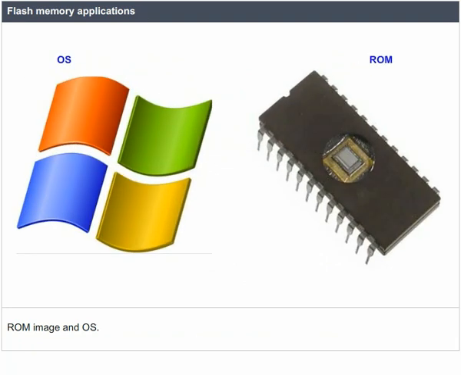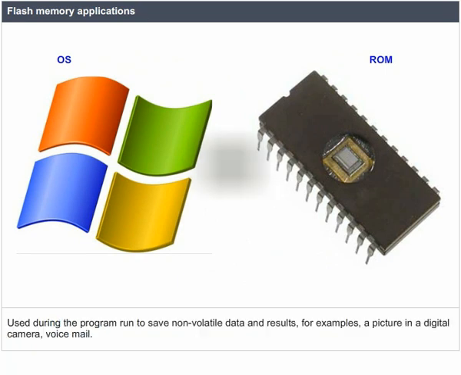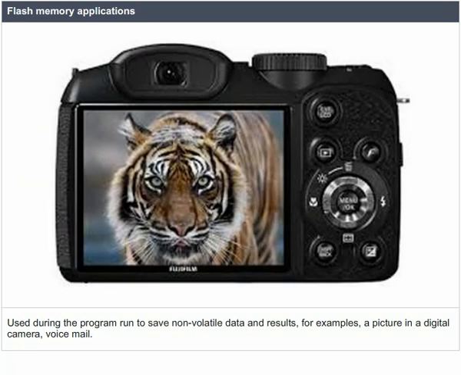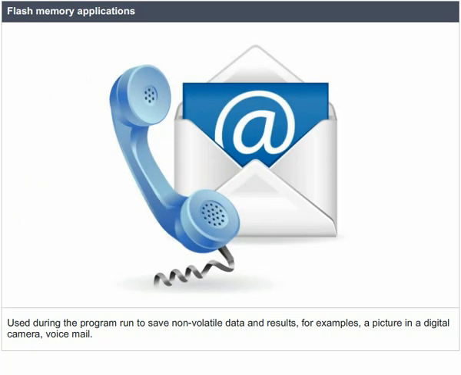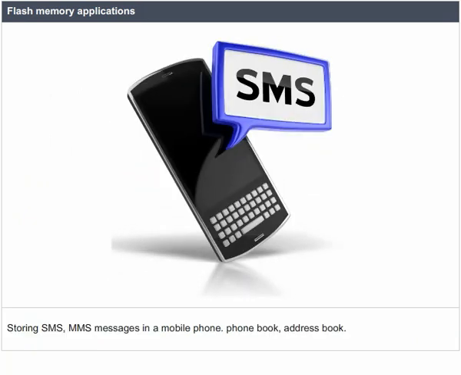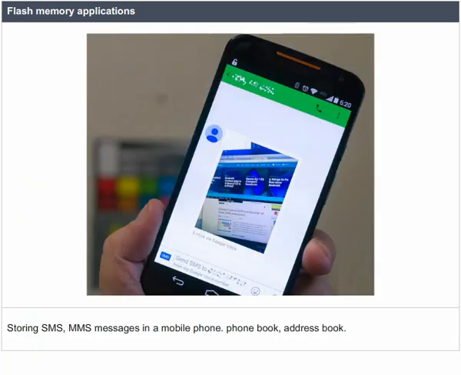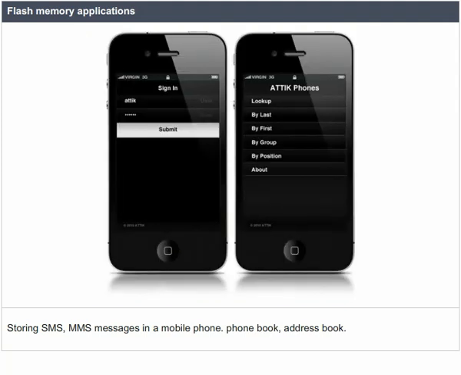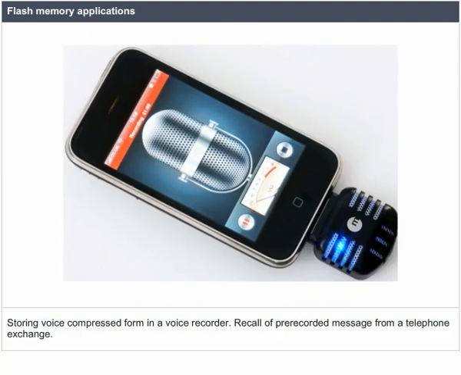Flash memory applications: ROM image and OS. Used during the program run to save non-volatile data and results. For example, a picture in a digital camera, voicemail. Storing SMS, MMS messages in a mobile phone, phone book, address book, etc. Storing voice in compressed form in a voice recorder. Recall of pre-recorded message from a telephone exchange.